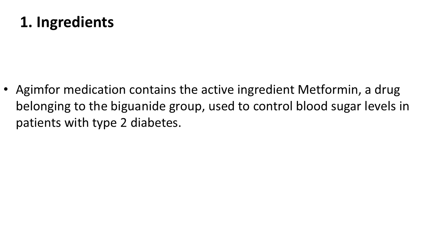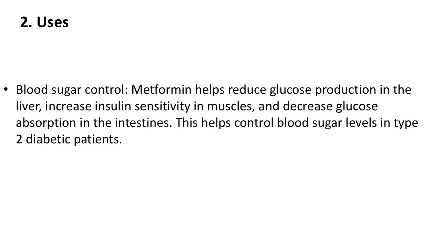1. Ingredients. Agimfor medication contains the active ingredient metformin, a drug belonging to the biguanide group, used to control blood sugar levels in patients with type 2 diabetes. 2. Uses: blood sugar control. Metformin helps reduce glucose production in the liver, increase insulin sensitivity in muscles, and decrease glucose absorption in the intestines. This helps control blood sugar levels in type 2 diabetic patients.